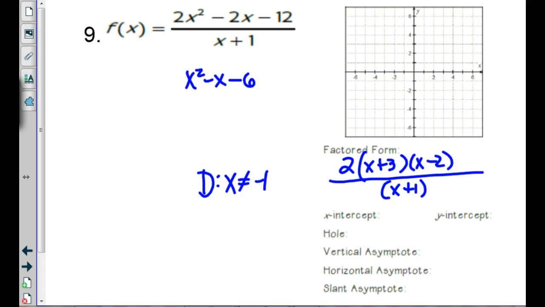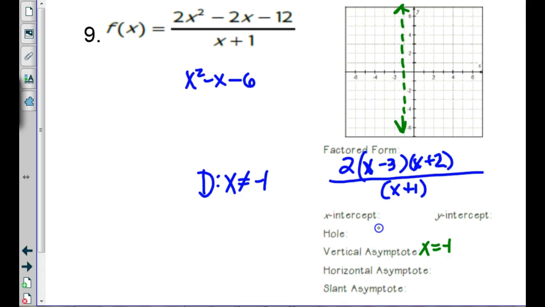Did I factor wrong? Yes, we got the wrong signs on the top. Thank you. Way to be confident. Thank you. All right. Domain we still had right. Vertical asymptote. Yep, there's no holes, so x equals -1 is the vertical asymptote.